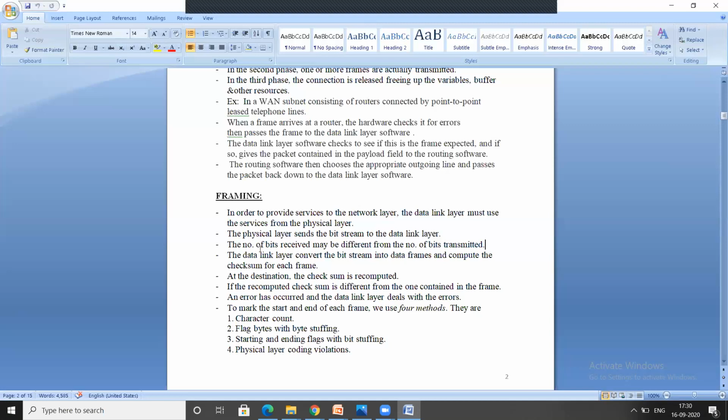The second point here is the physical layer sends the bit stream to the data link layer. Is it possible at the sender side? No, it is not possible at the sender side. Why? Because at the sender side, the data link layer sends data to the physical layer. It is possible at the receiver side only.